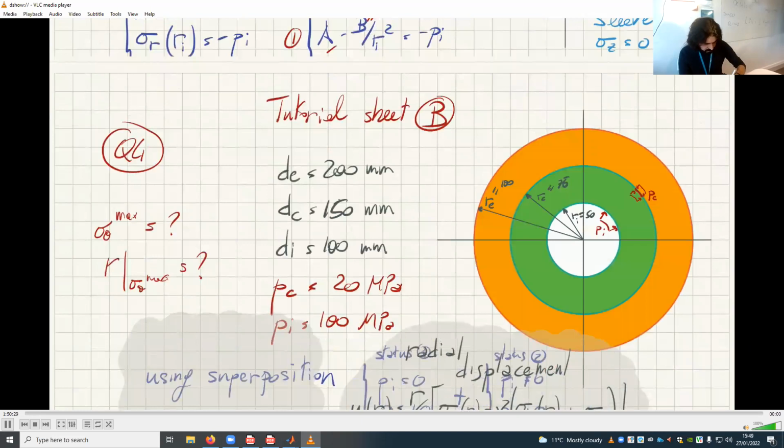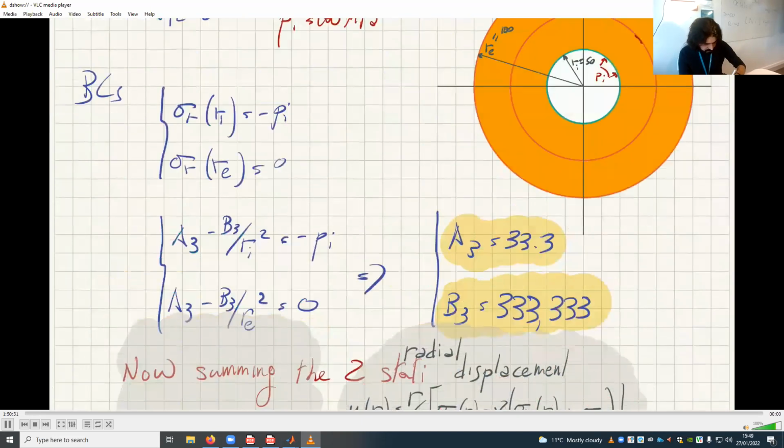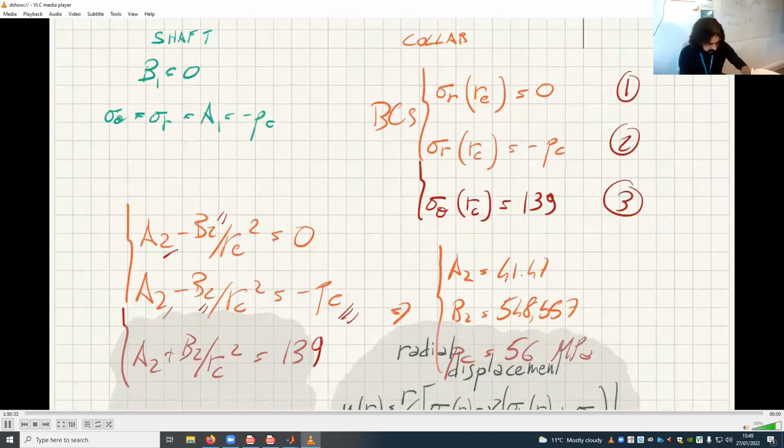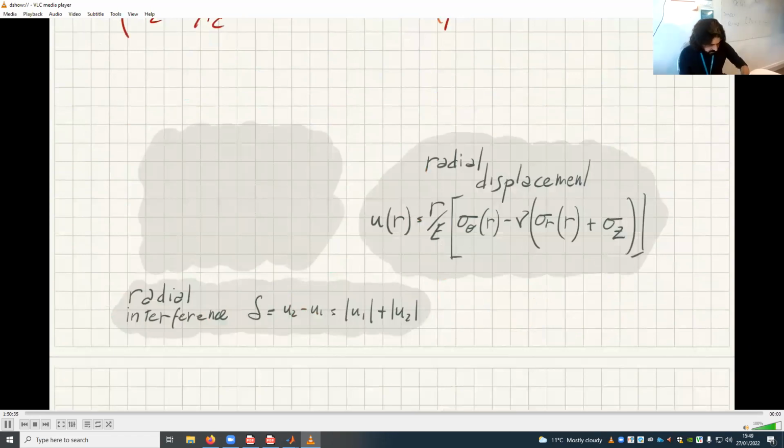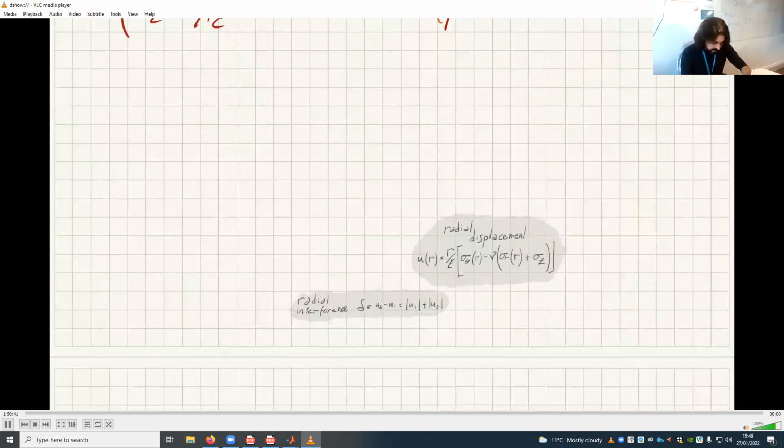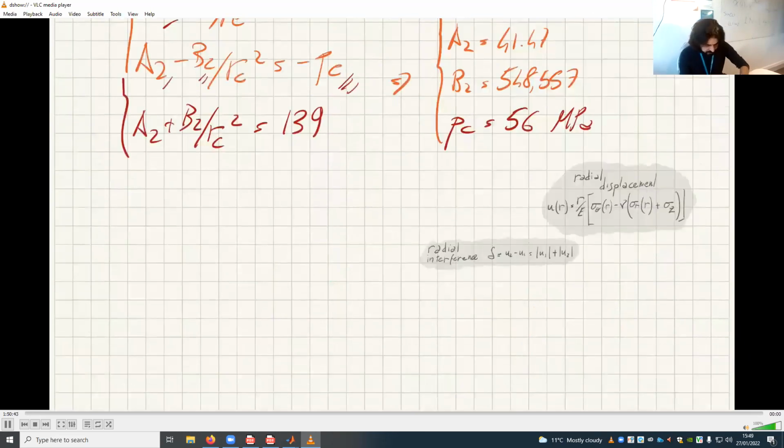All the way down. There you go. I don't need this one. These two, I'll just make them smaller. Okay, so this is the formula sheet.